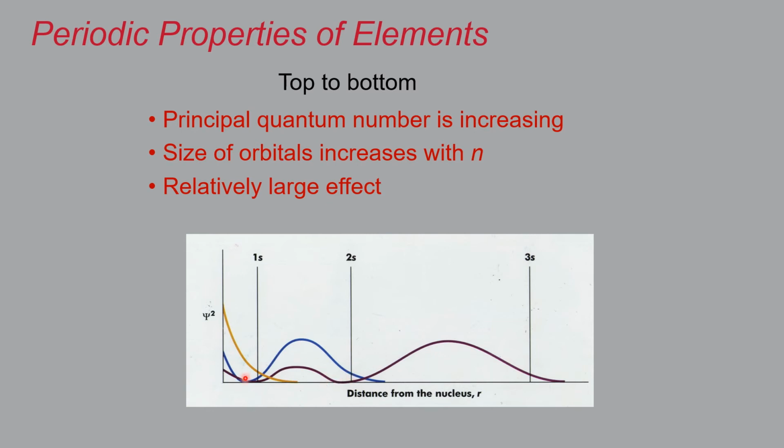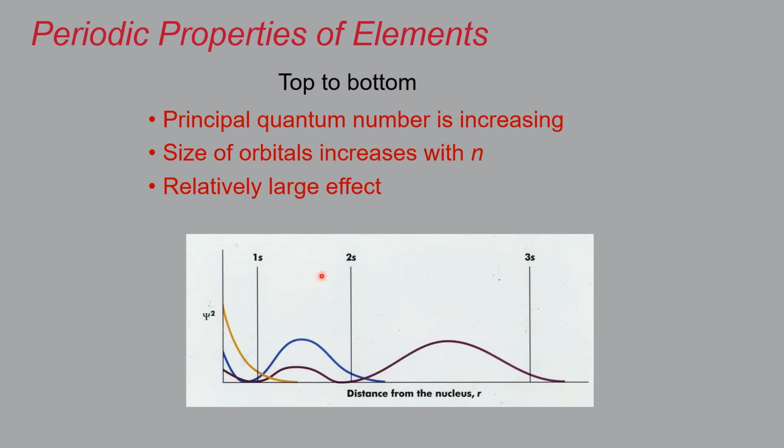A 3s electron has a small probability of being somewhere in this region. Most of the time it is somewhere in this distance away from the nucleus, and only about 1% of the time is it beyond this line. So this is the extent of a 1s type electron. This is the spatial extent of a 2s type electron. This is the spatial extent of a 3s type electron. And this is to scale.